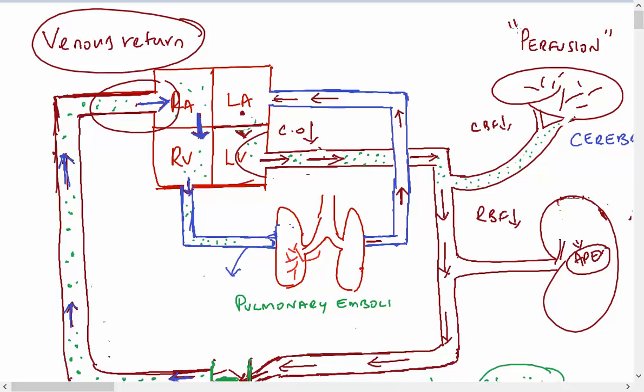So if renal blood flow is reduced, automatically the perfusion will be reduced. If renal blood flow is increased, automatically the perfusion will be increased. If cardiac output is reduced, renal blood flow will be reduced, and the perfusion will be reduced. Clear? When the perfusion is reduced, it is called hypoperfusion.